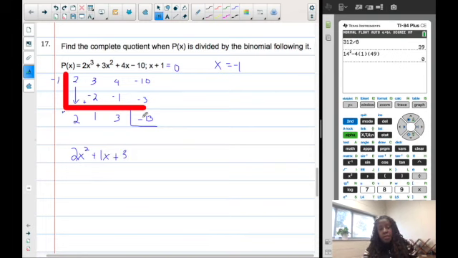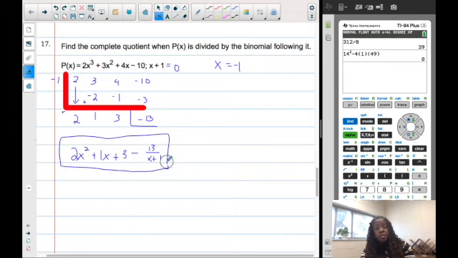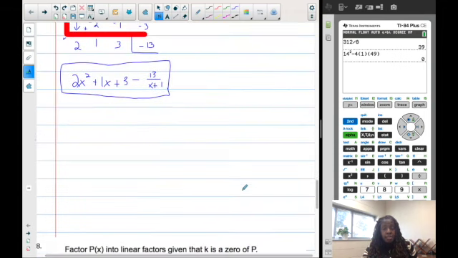And then since we have a remainder of -13, I could write plus -13, but I'm going to write minus 13 over what I divided by as a binomial, x plus 1. And this is how you write the quotient and the remainder. This is our complete quotient. Sometimes you have a remainder of 0, and in that case, you don't have to write anything over the binomial, just the resultant polynomial. And that's all you have. Let's move on to number 18.